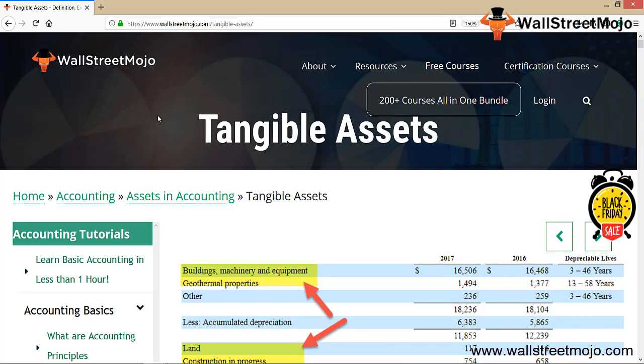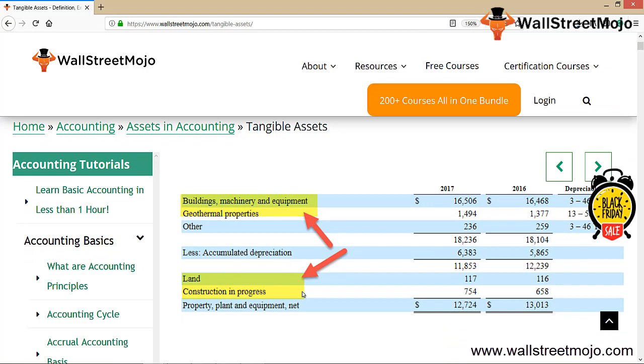Friends, today we're going to learn a concept which is known as tangible assets. As we can see over here, there is an extract given of building, machinery, geothermal properties, land, construction in progress. So all of these are tangible assets. Now, what exactly are tangible assets? We need to get into the nitty-gritty of the same.